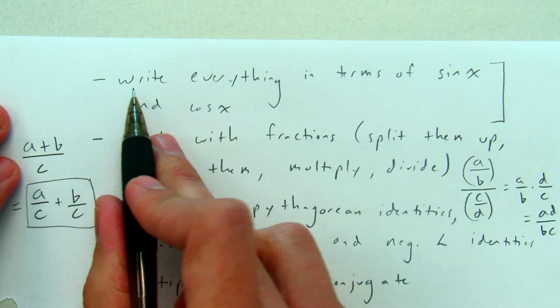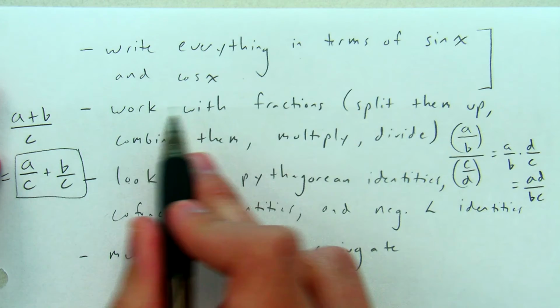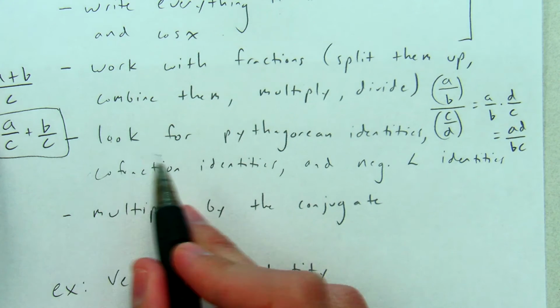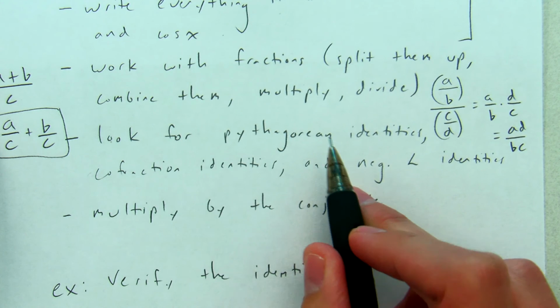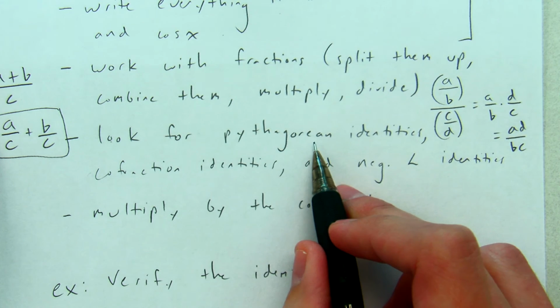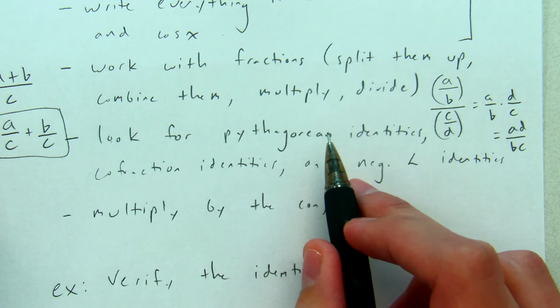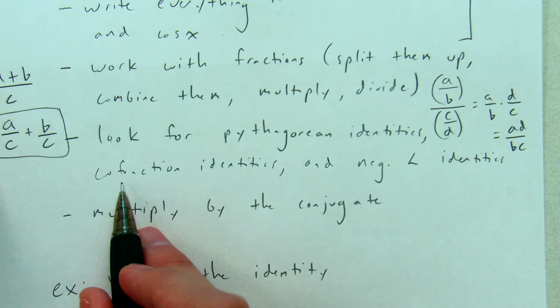Okay, so write everything in terms of sine and cosine, work with fractions. Another thing to do that we've already done a little bit of is look for your Pythagorean identities. If you see squared trig functions and ones, it's a good indication that you're going to need to use a Pythagorean identity.